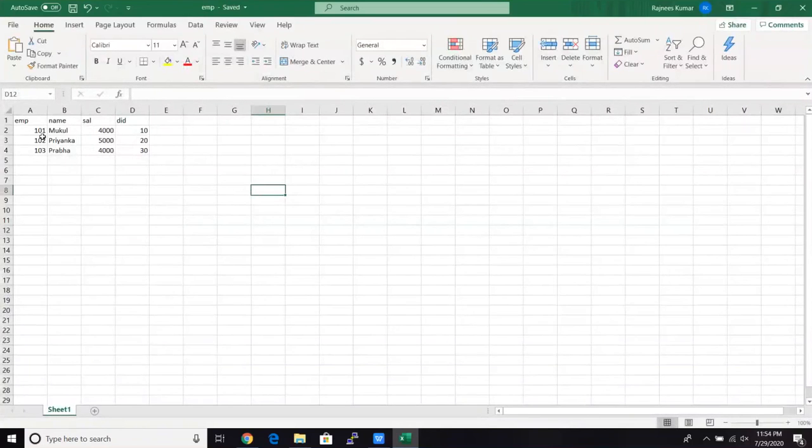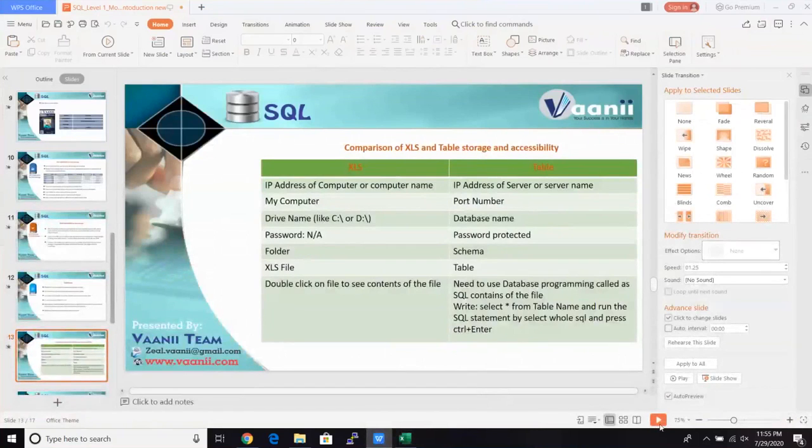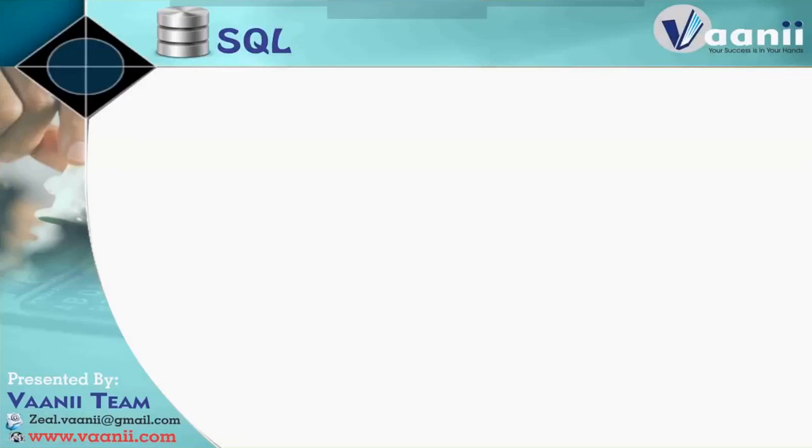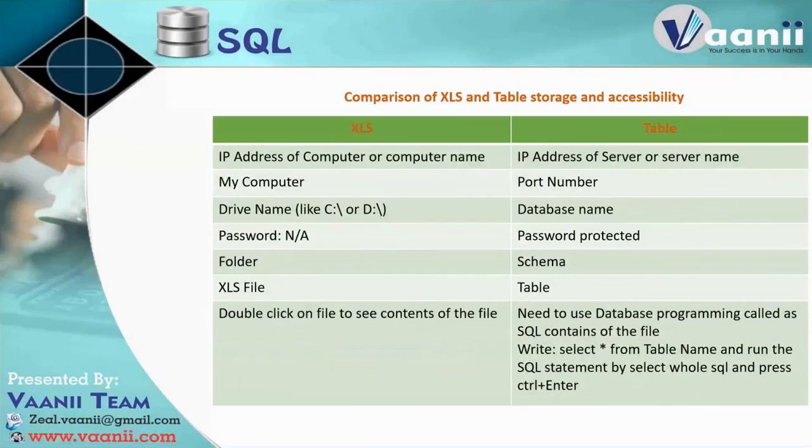So this sheet got saved in the EMP file, in a folder, and the sheet name is EMP, right? And it is in the C drive on my computer. In the same way, in a database also, this sheet is equivalent to a table and the folder is equivalent to a schema. So let me show you here the similarities between an Excel sheet and a table.